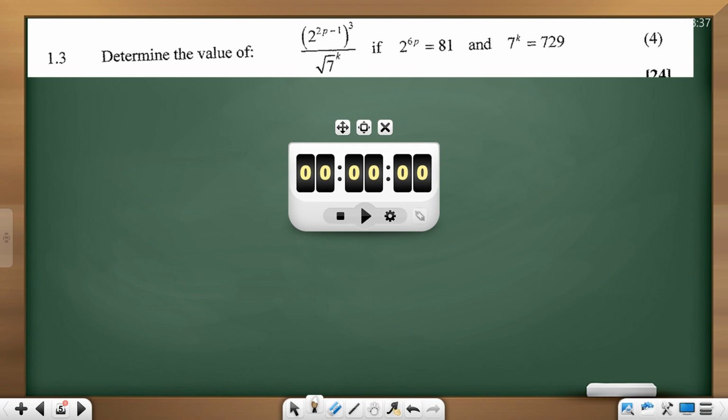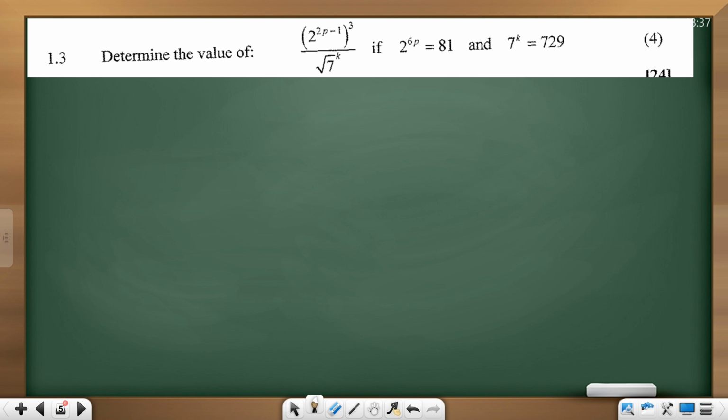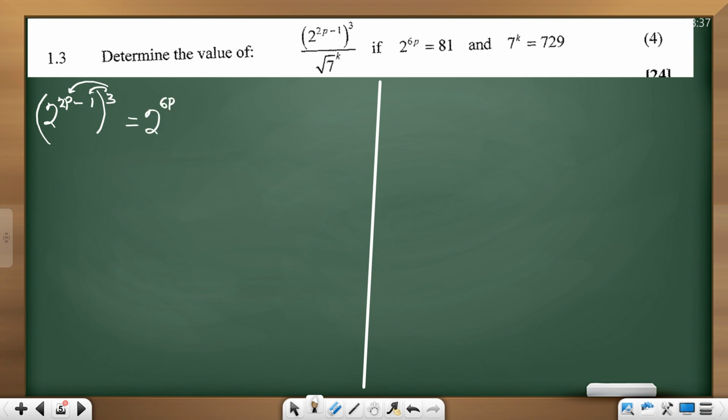All right, let's see. The first thing I would do with a question like this is I have 2 to the power 2p. Let's break it down. What can this be written as? This we can multiply the exponent, right? It should be what? 6p. Or let's do it like this first. This can be written as 2 to the power 2p times 2 to the power what? Negative 1. Is that fine?